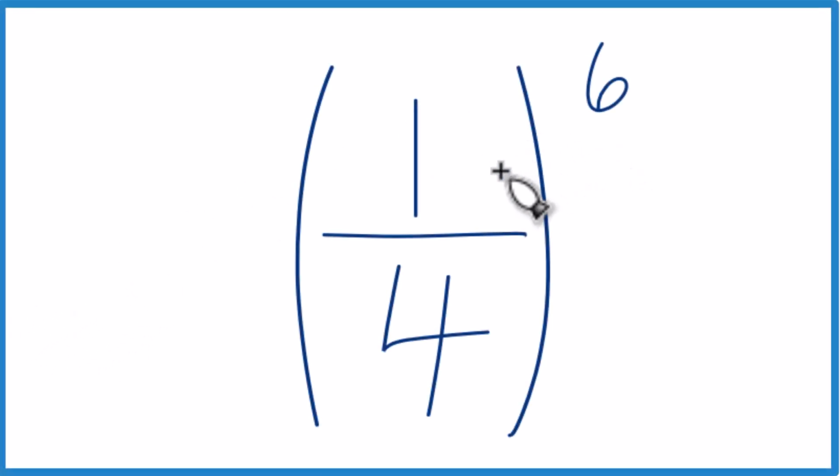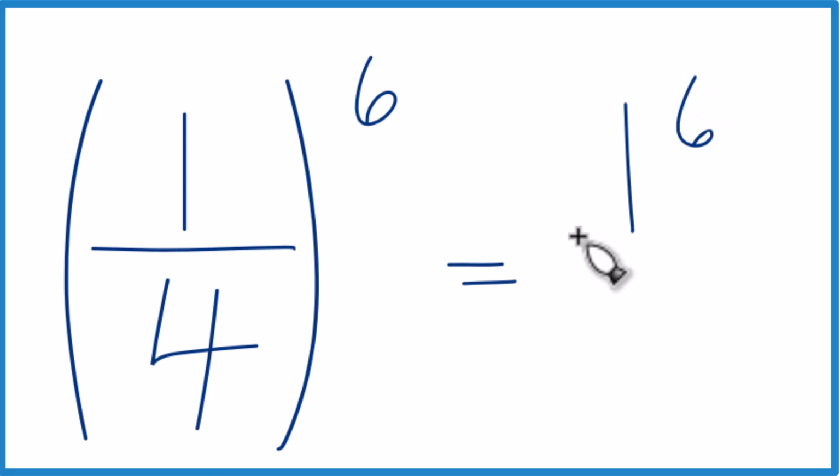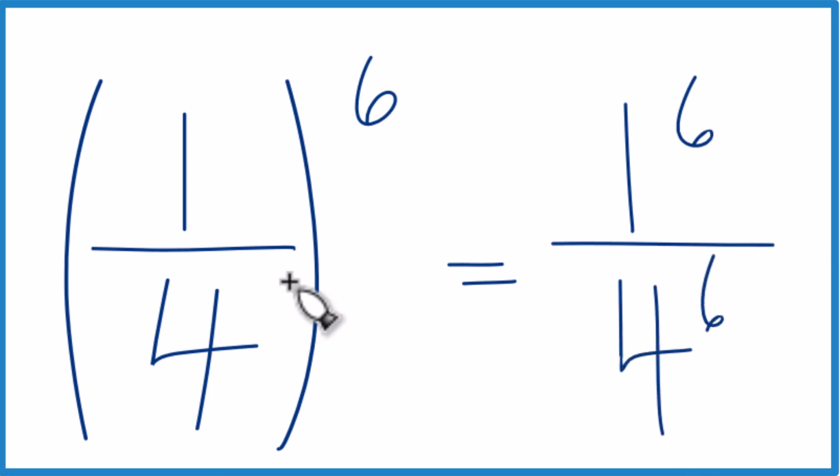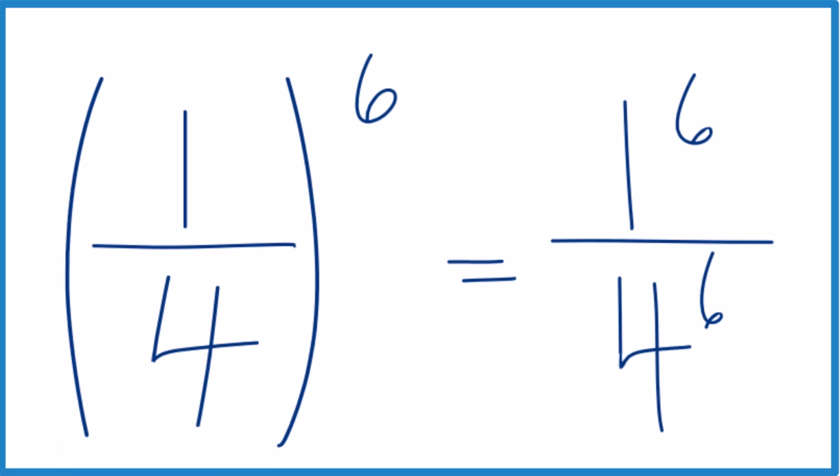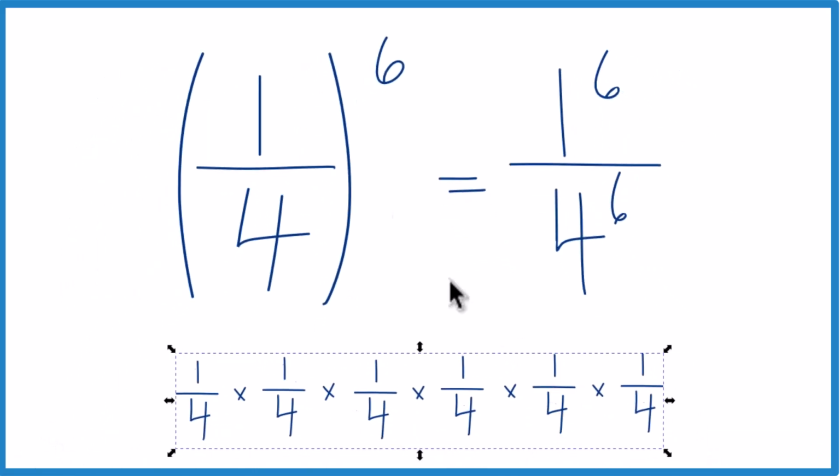So what do you get when you take 1/4 to the 6th power? It's probably easy to think about it like this. Take 1 to the 6th power over 4 to the 6th power. That's the same thing. If we think about it, we're just taking 1/4 times 1/4 times 1/4 times 1/4 times 1/4 times 1/4. That's 1/4 to the 6th power.